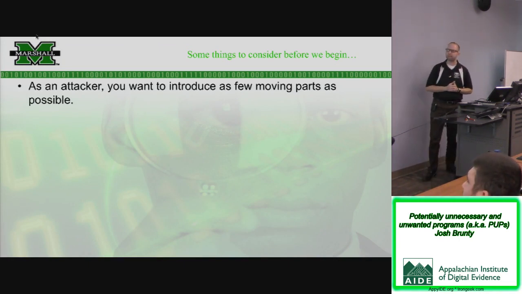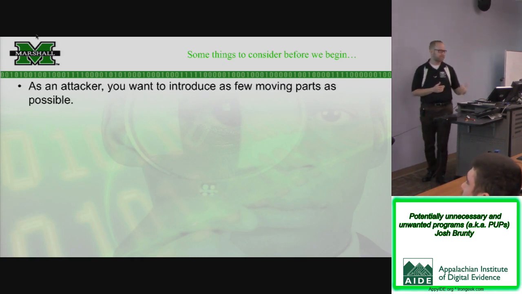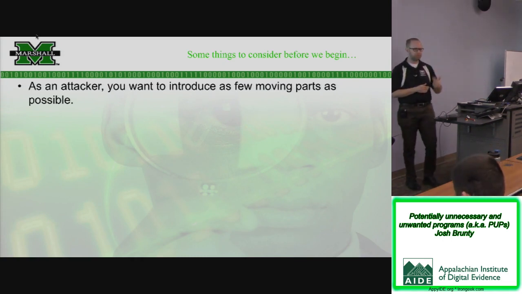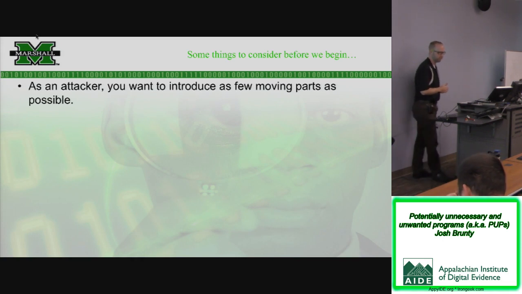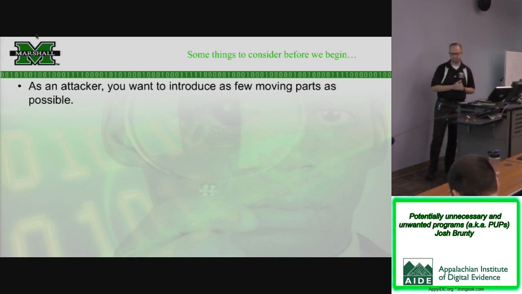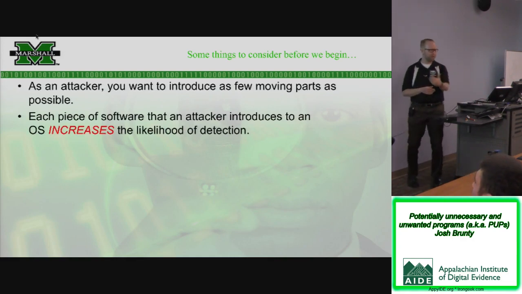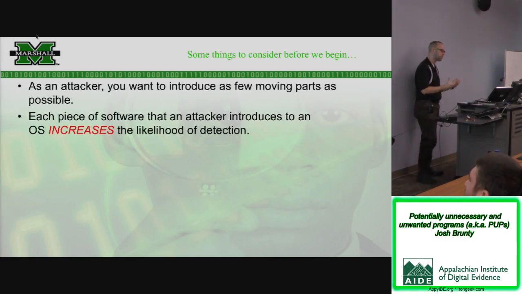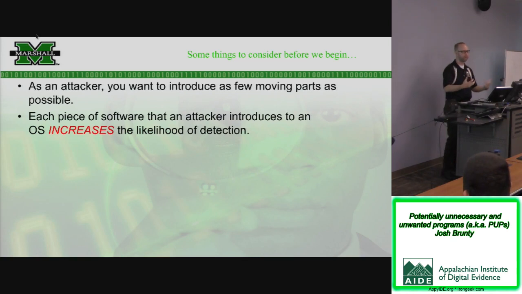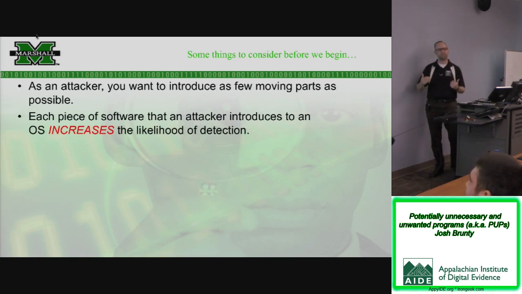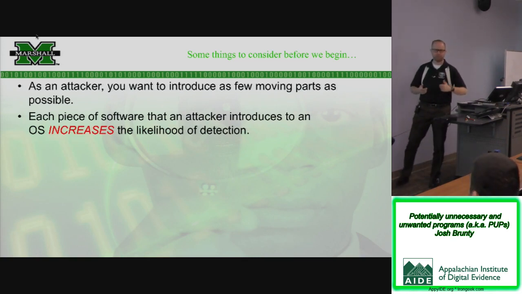So here are a couple of things I want to keep in mind. First and foremost, as an attacker, you want to introduce as few moving parts to a network as possible, at least in the exploit range. The second thing is each piece of software that you add in a traditional attempt to break into a network increases the likelihood of detection.